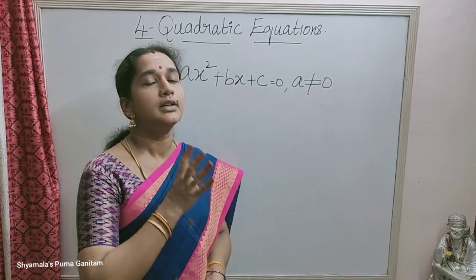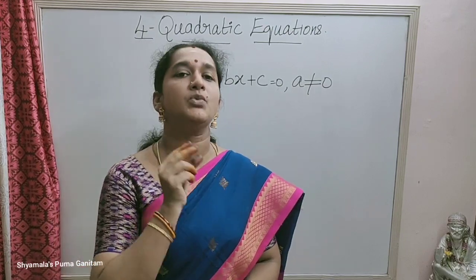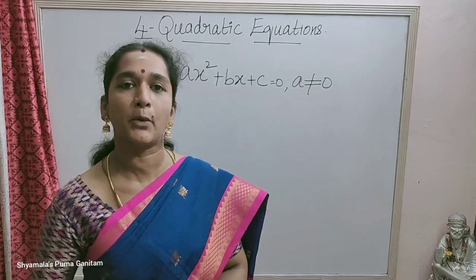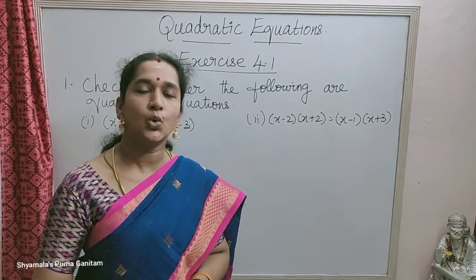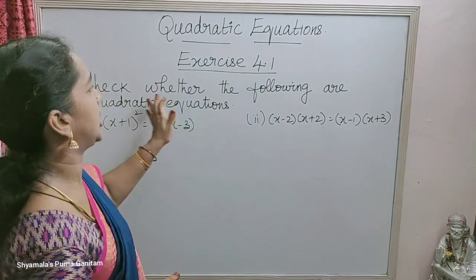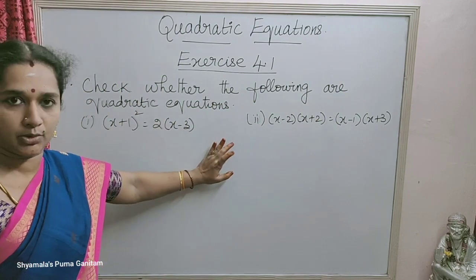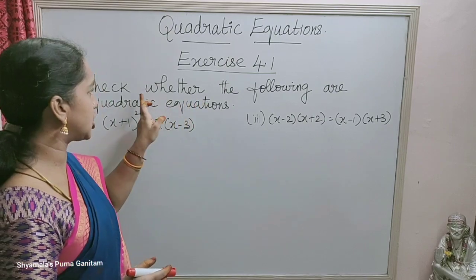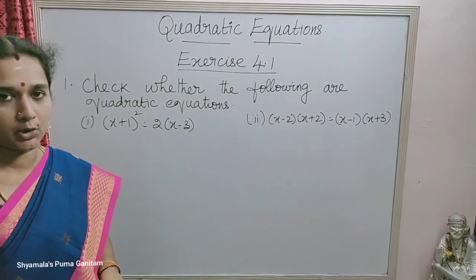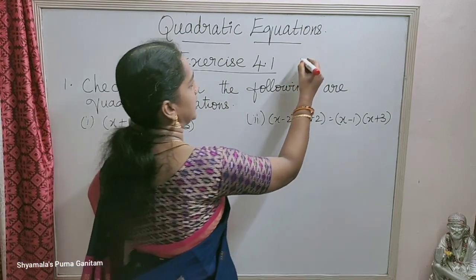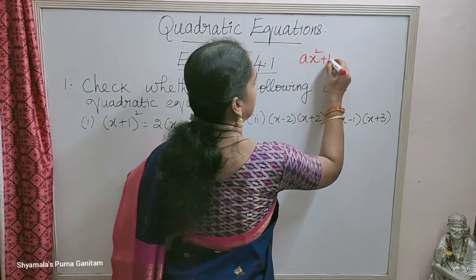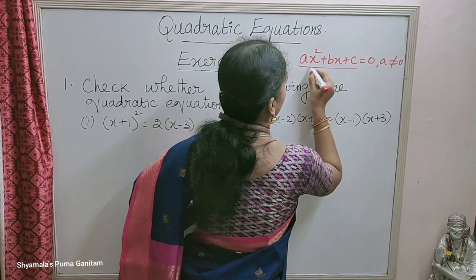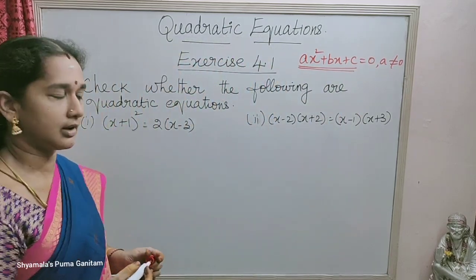So we will start with the first thing, checking whether the given equation is a quadratic equation or not. That will be exercise 4.1. Now we will go to the exercise sums. Exercise 4.1, the first subdivision, is: check whether the following are quadratic equations. So we know the general form of the quadratic equation. What is the general form? ax squared plus bx plus c is equal to 0, where a is not equal to 0. Here we are going to check whether it is in this standard form.